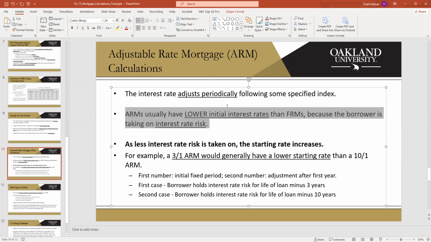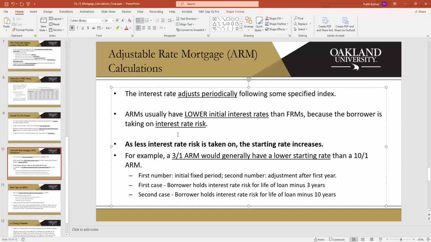Usually, you will notice that ARMs have lower interest rates than fixed rate mortgages because the borrower is taking the interest rate risk, right? After the fixed period ends, if the interest rates in the economy go up, the borrower's interest rate goes up. For fixed rate mortgages, that risk is held by the banks. For ARMs, that risk is held by the borrowers. That's why, to compensate the borrower for this interest rate risk that they hold, the bank usually gives you a lower interest rate on ARMs. Okay.